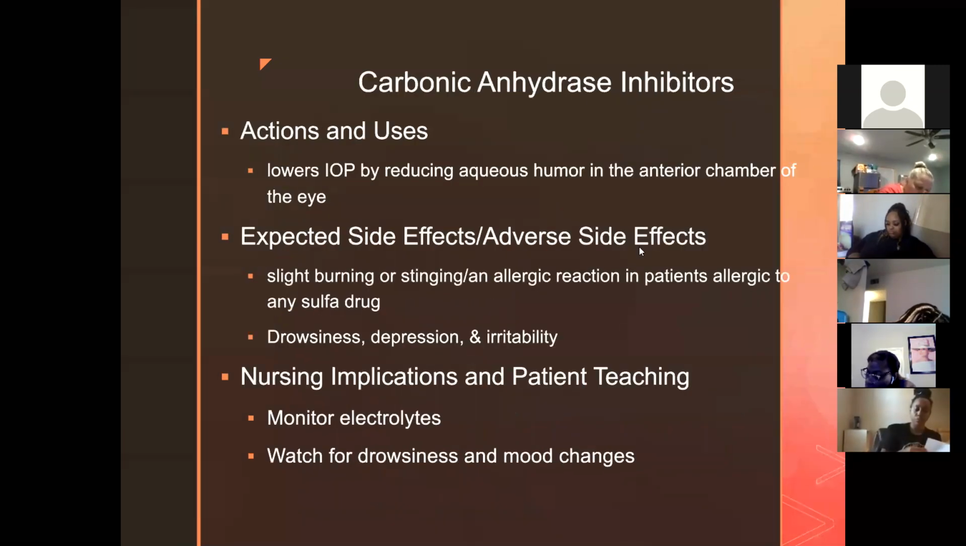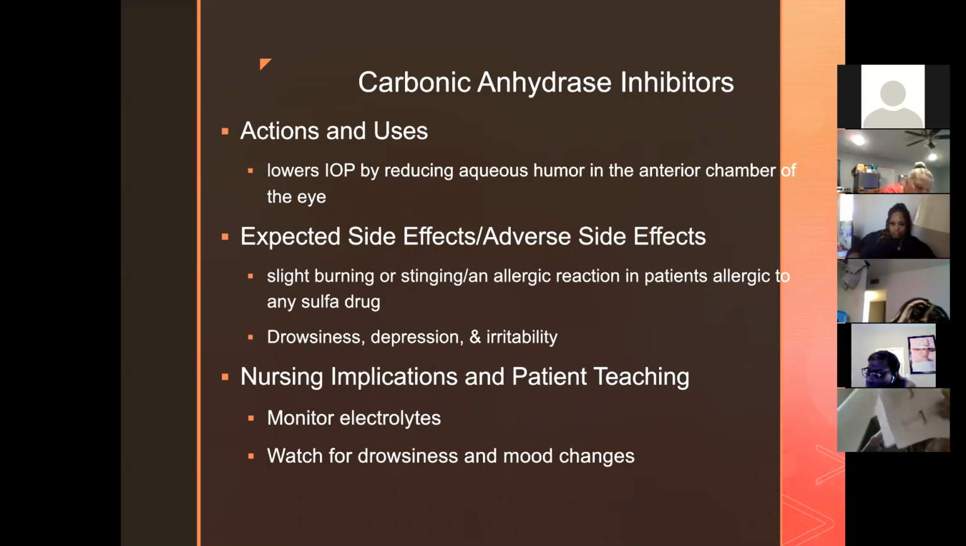All right. And then the next one is the carbonic anhydrase inhibitors. I think this is the last one for your ophthalmic drugs, I believe, for glaucoma. Yes. All right. So this one will lower your intraocular pressure by reducing that aqueous humor in the anterior chamber of the eye. Okay. So if your patient is taking any types of these medications, they may feel a slight burning or stinging.